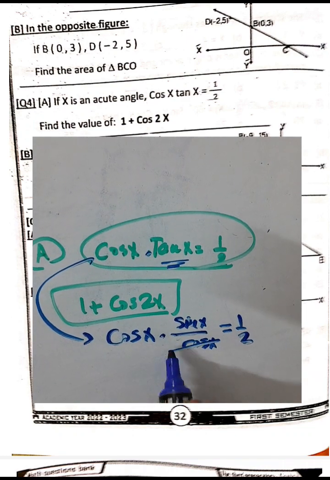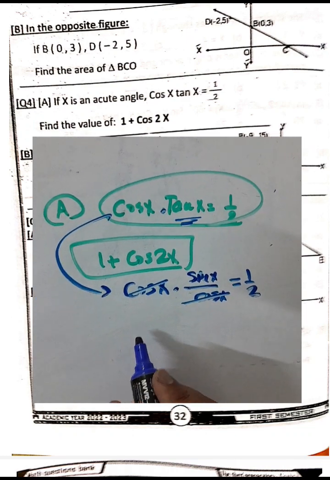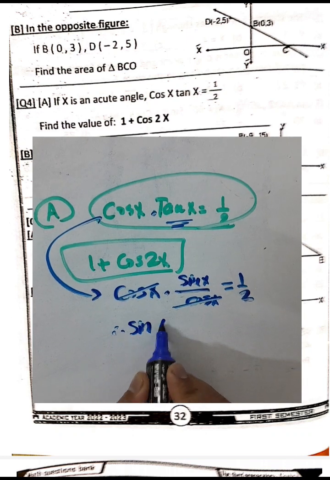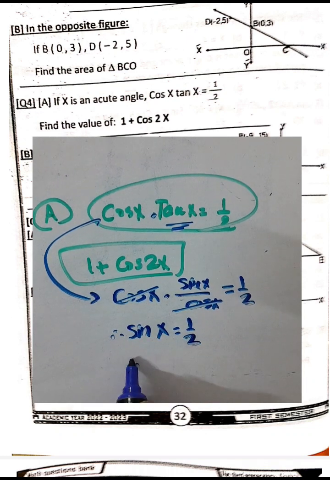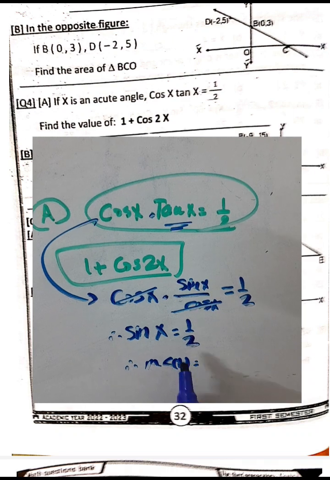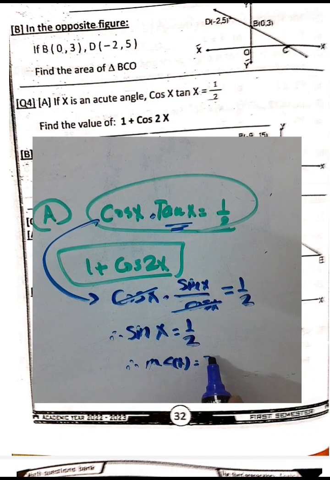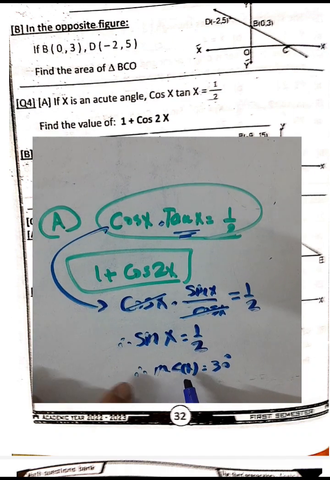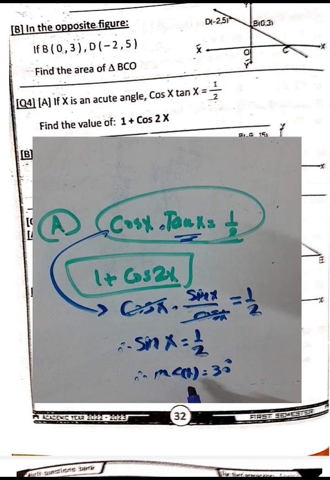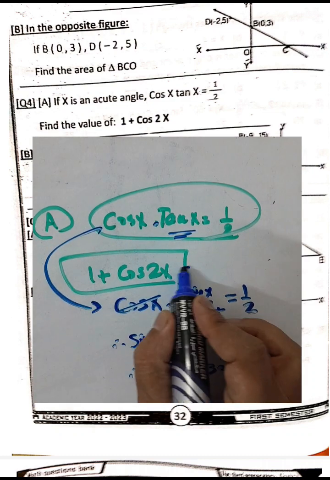Half. And then you can cancel cosine x by cosine x. Then we will have sine x equal half. Then the measure of angle x will be shift sine 1 over 2, it will be 30 degrees. Then the measure of angle x here, it will be what? 30 degrees. Then we can find the value of this example.